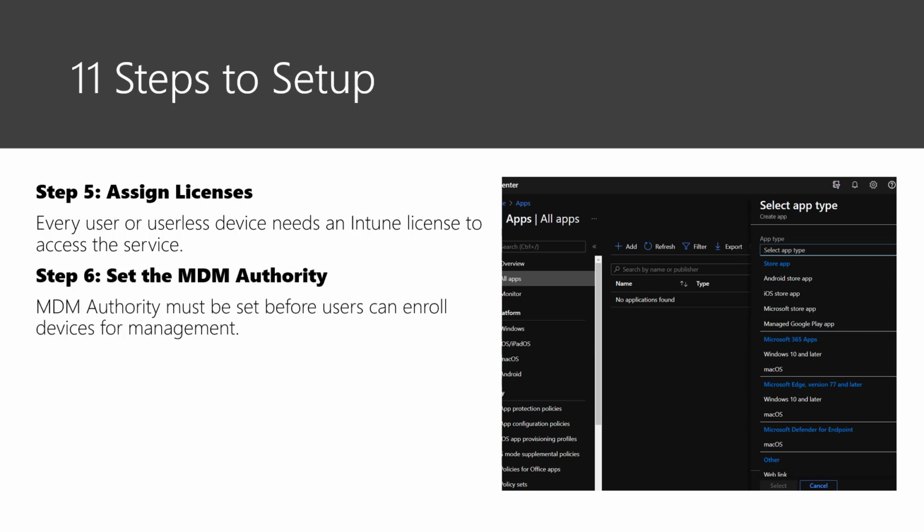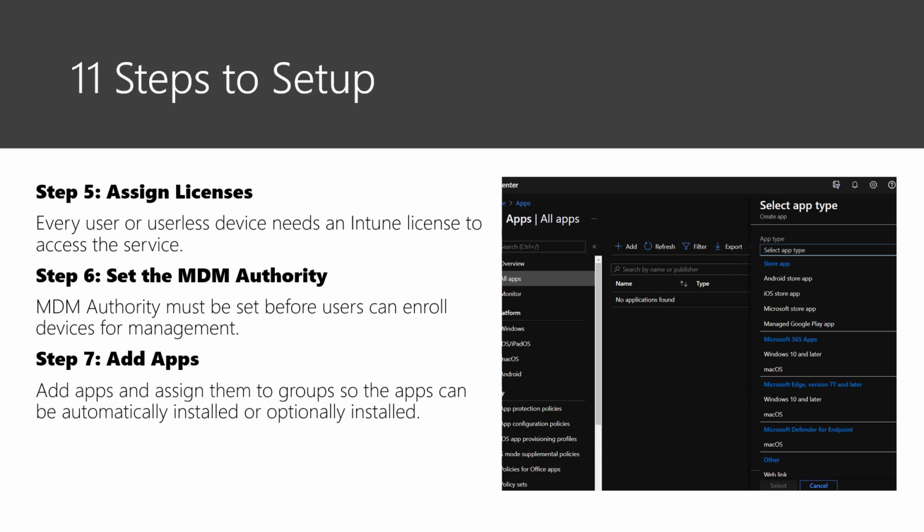In step 6, you set the MDM authority. You should create user and device groups to simplify management tasks, since groups are used to assign apps, settings, and other resources. If you need to assign apps, you can then add them and assign them to groups. These apps can either be automatically installed or optionally installed.